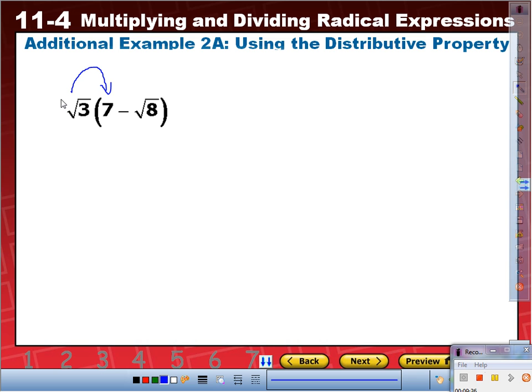What is the coefficient here? 1. So 1 times 7, 7, and I just write square root of 3. Pay attention first, and I'll let you copy the next step. Hold on. Next. Negative 1. So therefore, the coefficient here is negative 1. What is 1 times negative 1? Negative 1. And then square root of 3 times square root of 8, that's square root of 24. Copy that, please.